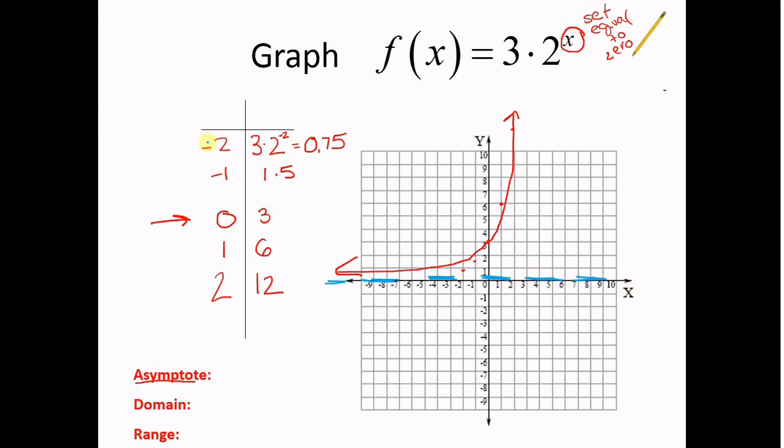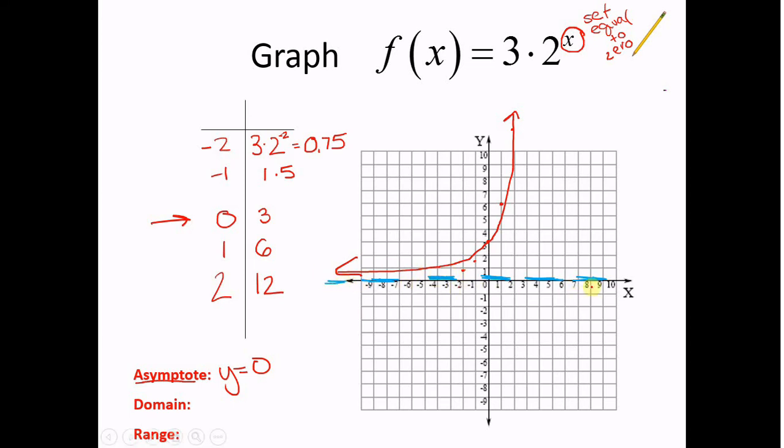Even better, if you would start plugging in -3, -4, -5, you would notice it's getting very close to 0, but it's never touching 0. So the equation of that line, change back to my red here, y equals 0. That's my blue line. And notice how I actually highlighted the asymptote.